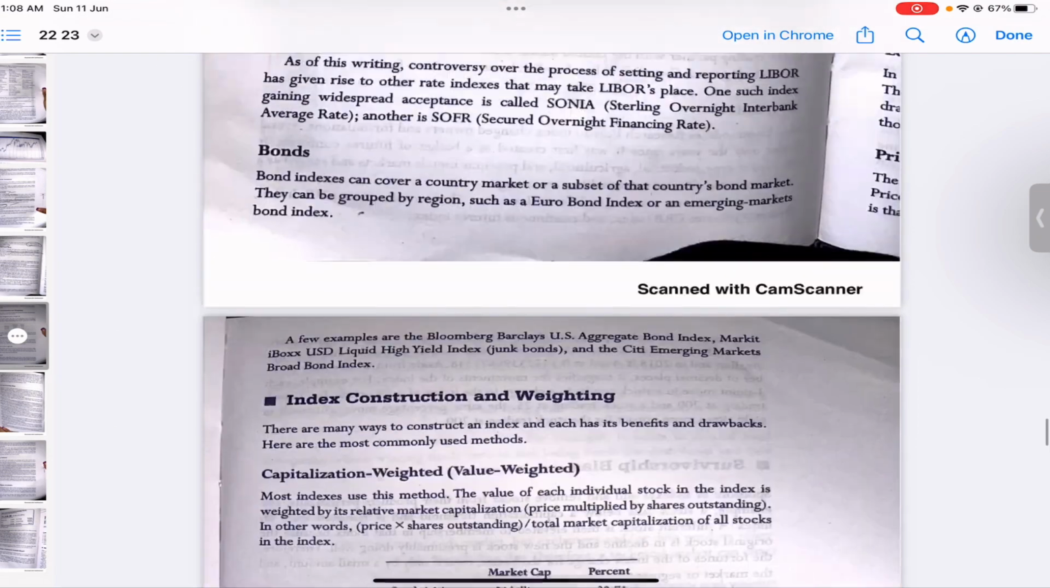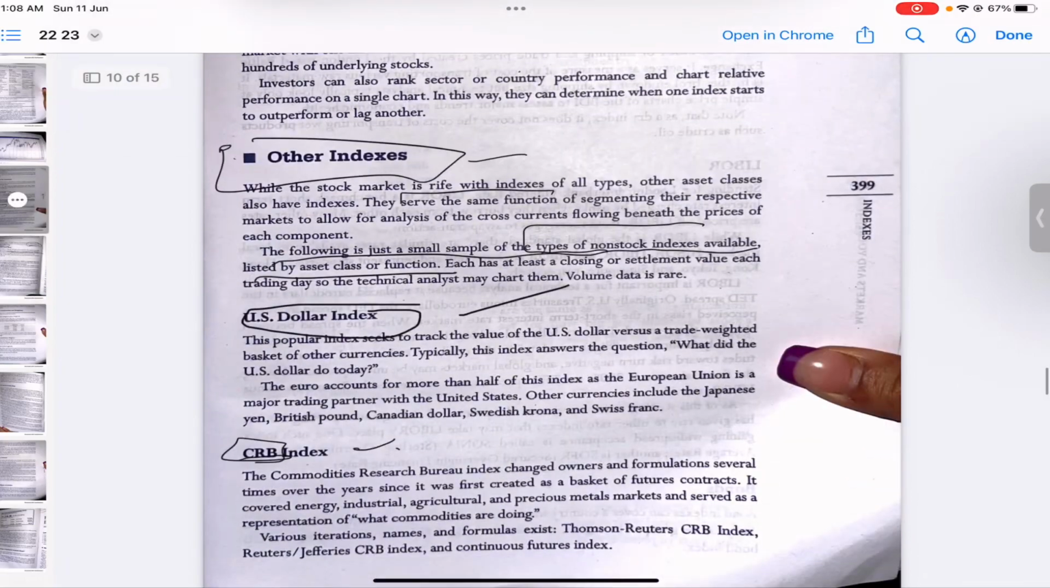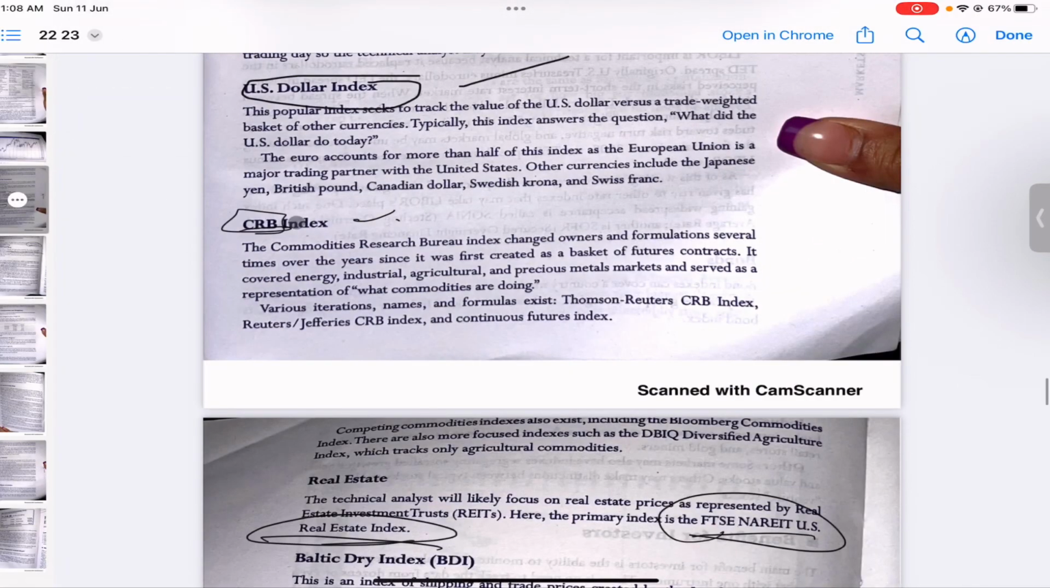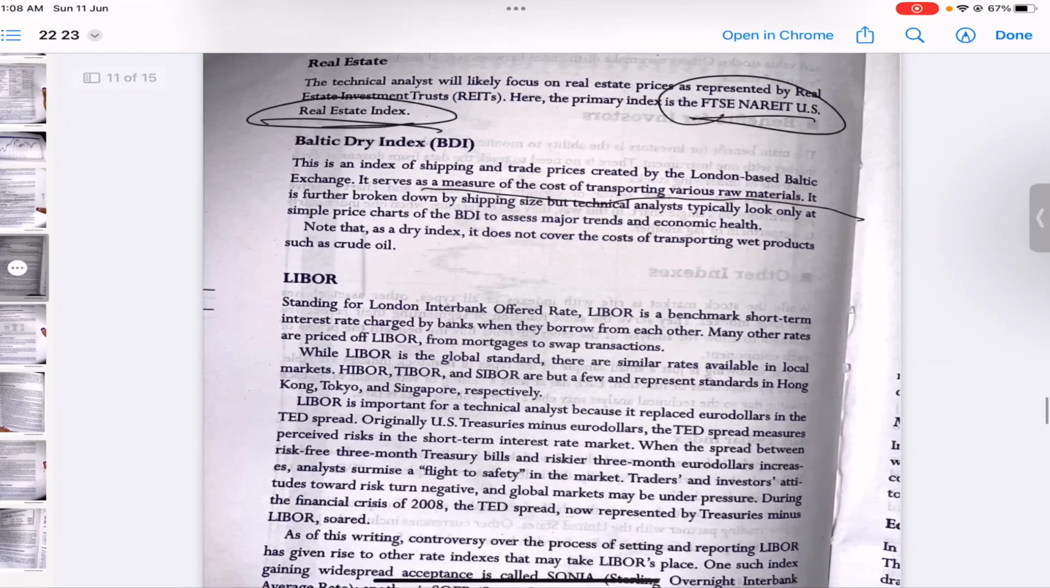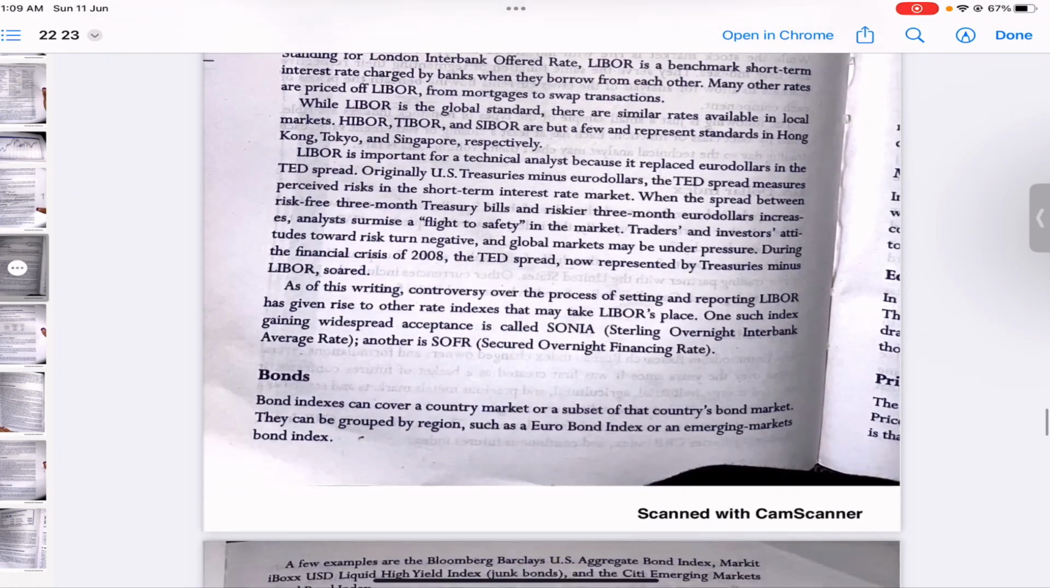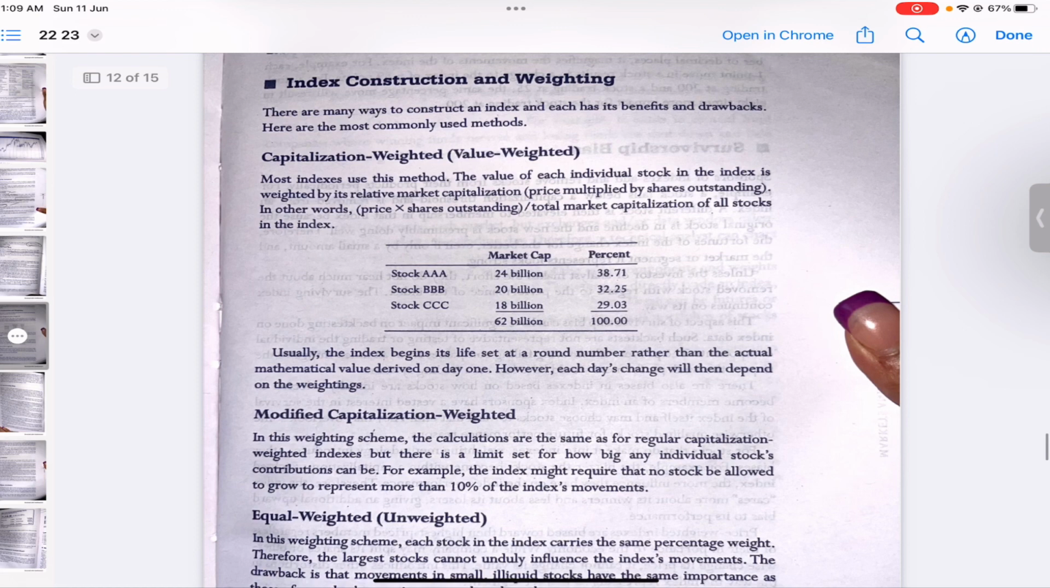Okay, so we saw all the types of indexes. We saw the US dollar index, the CRB index which is the commodity index, the real estate index, and we saw what the Baltic Dry Index and LIBOR are. Now we'll talk about how an index is constructed, and after constructing, how the index is weighted.